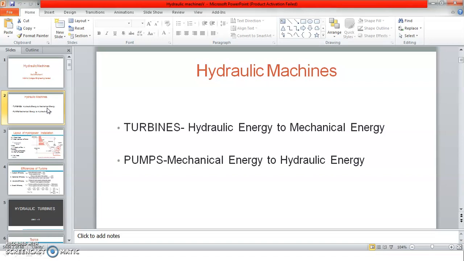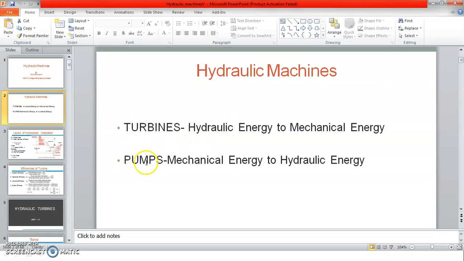So what are the turbines? These are nothing but machines which convert one form of energy, that is hydraulic energy, into mechanical energy, and then afterward mechanical energy is converted to electrical energy. That is a simple way of conversion by means of a turbine, and then we get electricity. The example of it is a hydropower station. So turbines are used in hydropower stations.